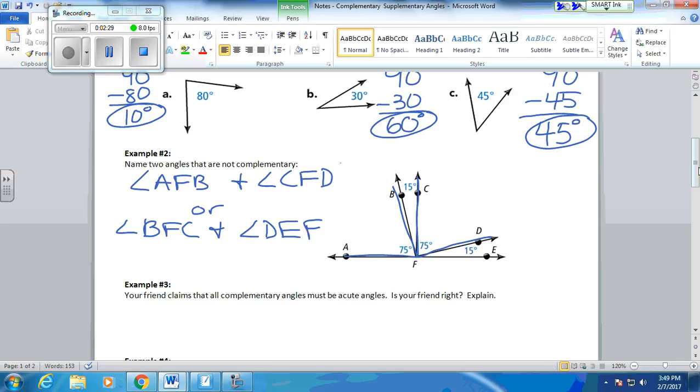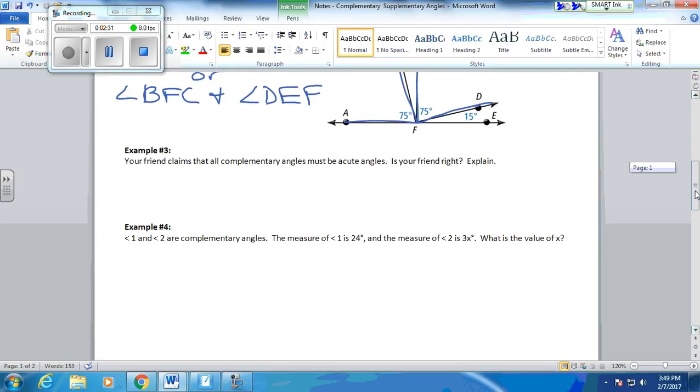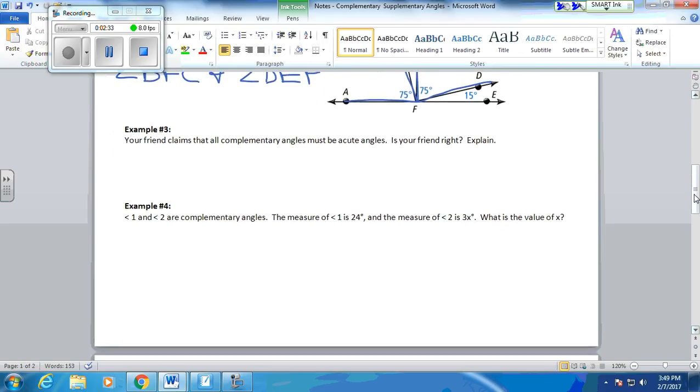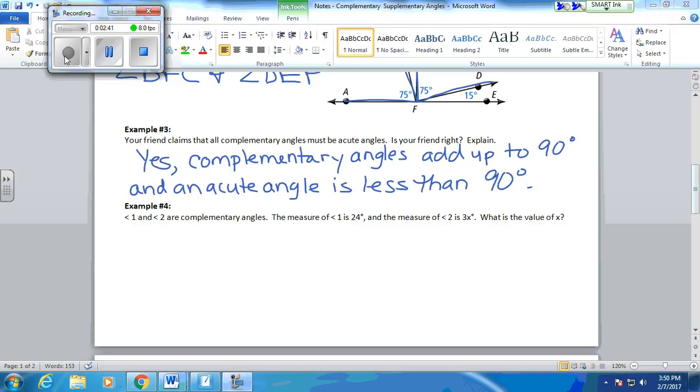So number three is saying that your friend claims that all complementary angles must be acute. Is your friend right? Go ahead and think about that for a second, and you decide. Okay, I said that yes, since complementary angles add up to 90, and acute angles is less than 90 degrees, then that means that if you have two separate angles that add up to 90, that they must be acute.